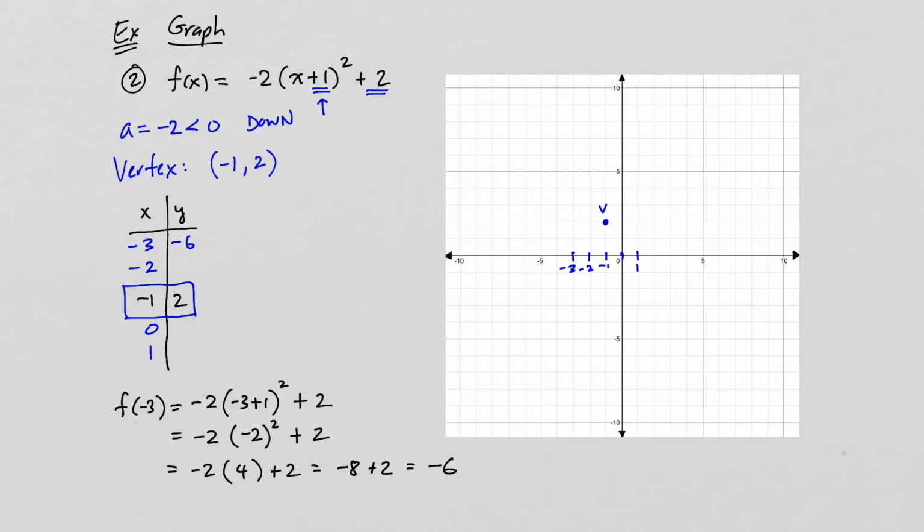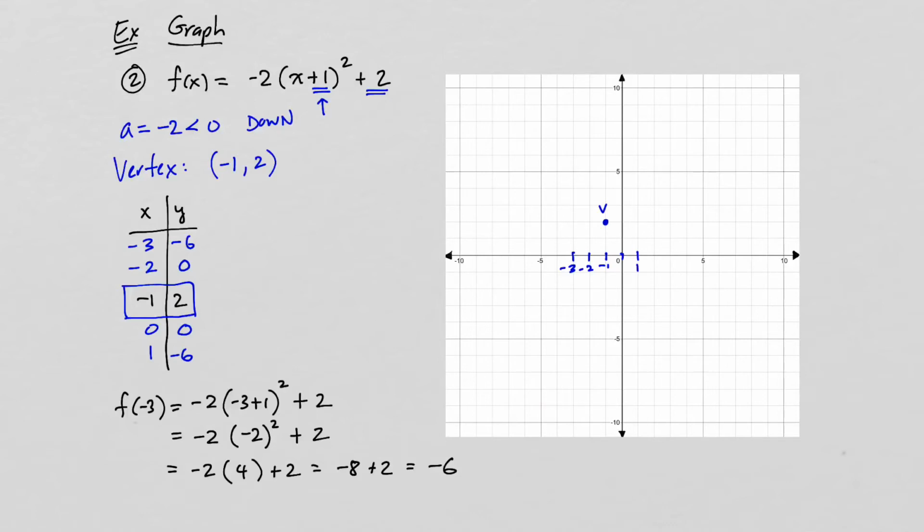When you plug in -2 for x, you should find y to be 0. When you plug in 0 for x, you will find that y is also 0. And when you plug in 1 for x, you will find that y is -6. And once again, once I have these points here, all I need to do is take these points and graph them and then sketch the curve.